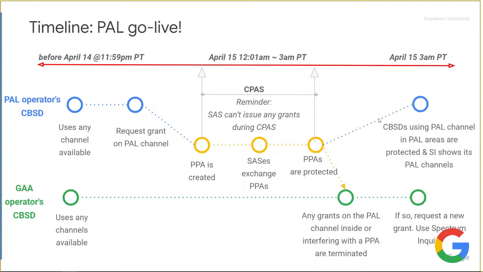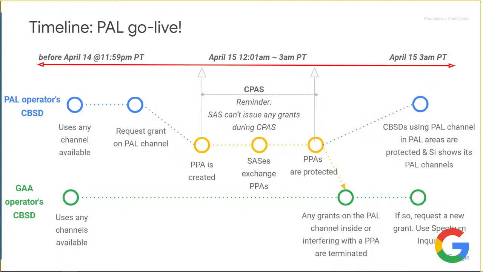And what that means for our PAL operator is his or her CBSDs using the PAL channel in PAL areas are going to be protected. And also, at that point, the spectrum inquiry is going to show those devices their PAL channels. So two important things there. The first thing is at 3 o'clock, the protection kicks in.